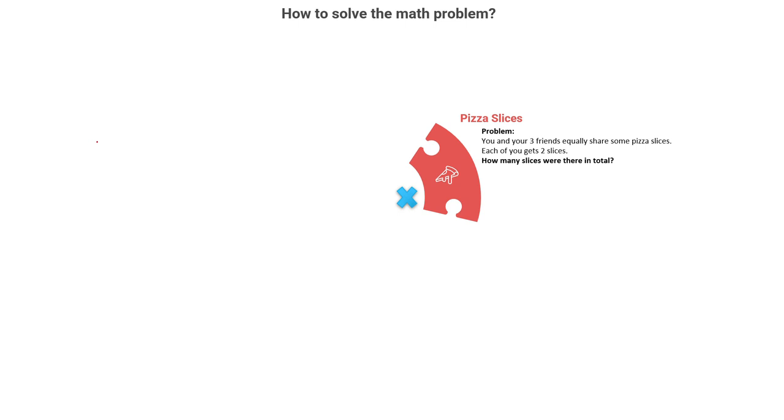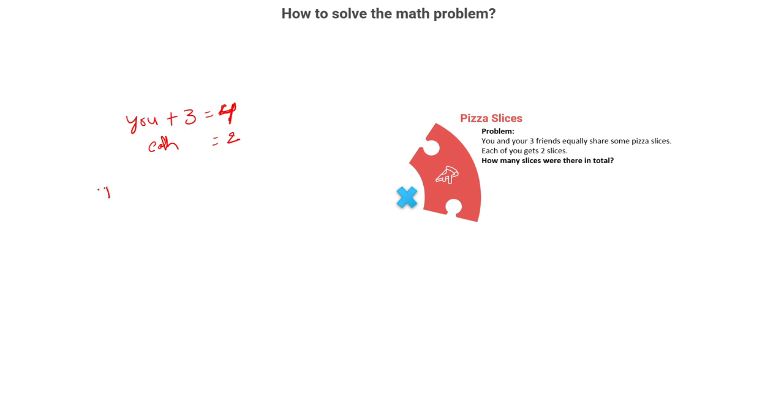Now, let's say you and your 3 friends equally share some pizza slices. Each of you got 2 slices. How many slices were there? So let's take an example. First is you plus 3 friends. That means total is 4. And how many slices did you get? Each one got 2.